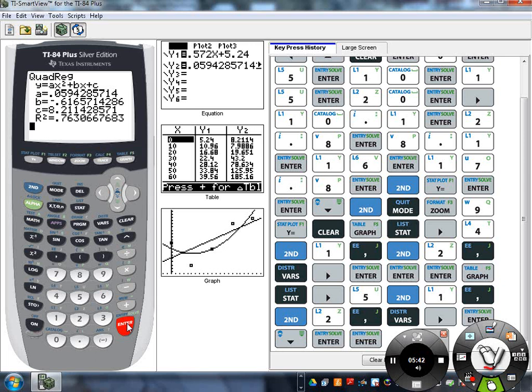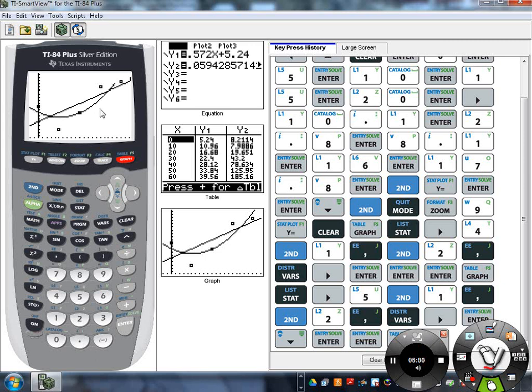So here we see our equation is going to be y equals 0.059x squared minus 0.617x plus 8.211. And the r squared is 0.7631. So I'm going to go back to my graph. So they're both in there. If you want to turn off the line, you can.